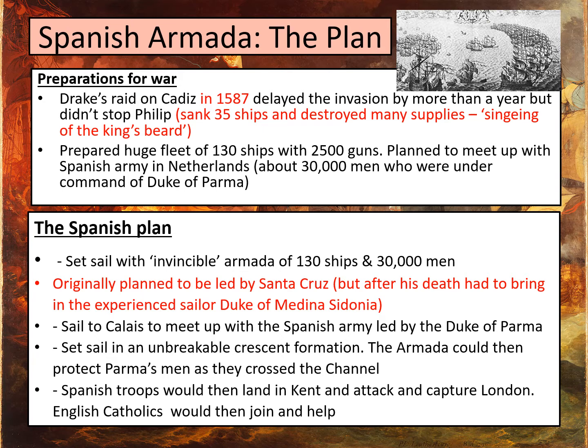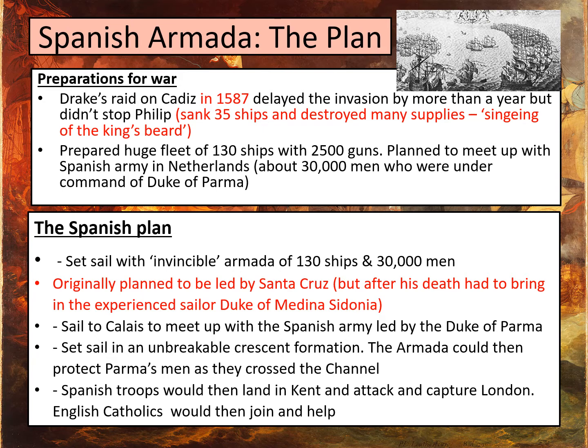However, Sir Francis Drake raided Cadiz in 1587, and this delayed Philip's planned invasion by more than a year. At that raid, Drake sank 35 of Philip's ships and destroyed many supplies. It was called the singeing of the King's Beard because he got so close to Spain and actually attacking Spain itself. So this was bad preparation because all of Philip's plans were now delayed, and lots of ships were essentially irreplaceable. But he continued to prepare, and he prepared this huge fleet of 130 ships and about 2,500 guns.